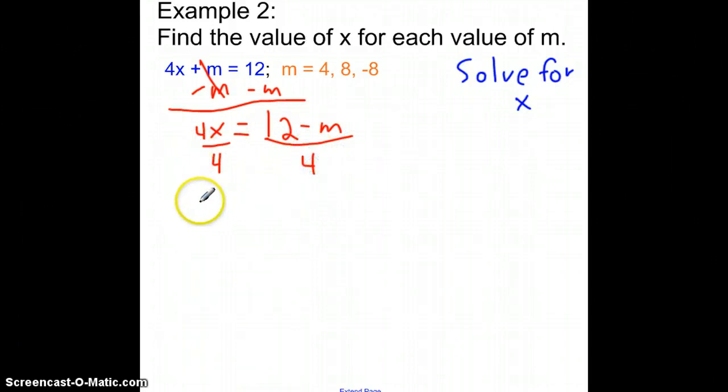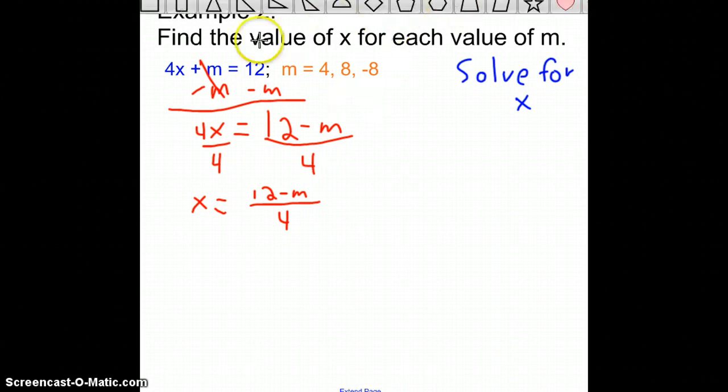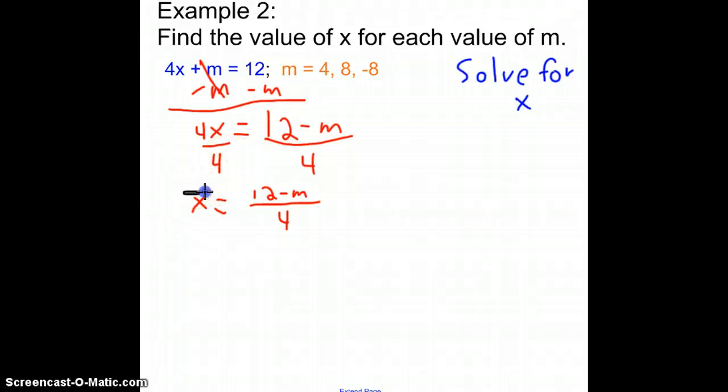Okay, on the left side, we have x equals 12 minus m over 4. And there's nothing else we can really do to this. We could split this up into two fractions, making it 12 over 4 minus m over 4. For those of you who see that, we can certainly do that. But there's really no reason to. It doesn't necessarily simplify it any more than we have right now. This answer right here would be perfectly fine to have as our answer.